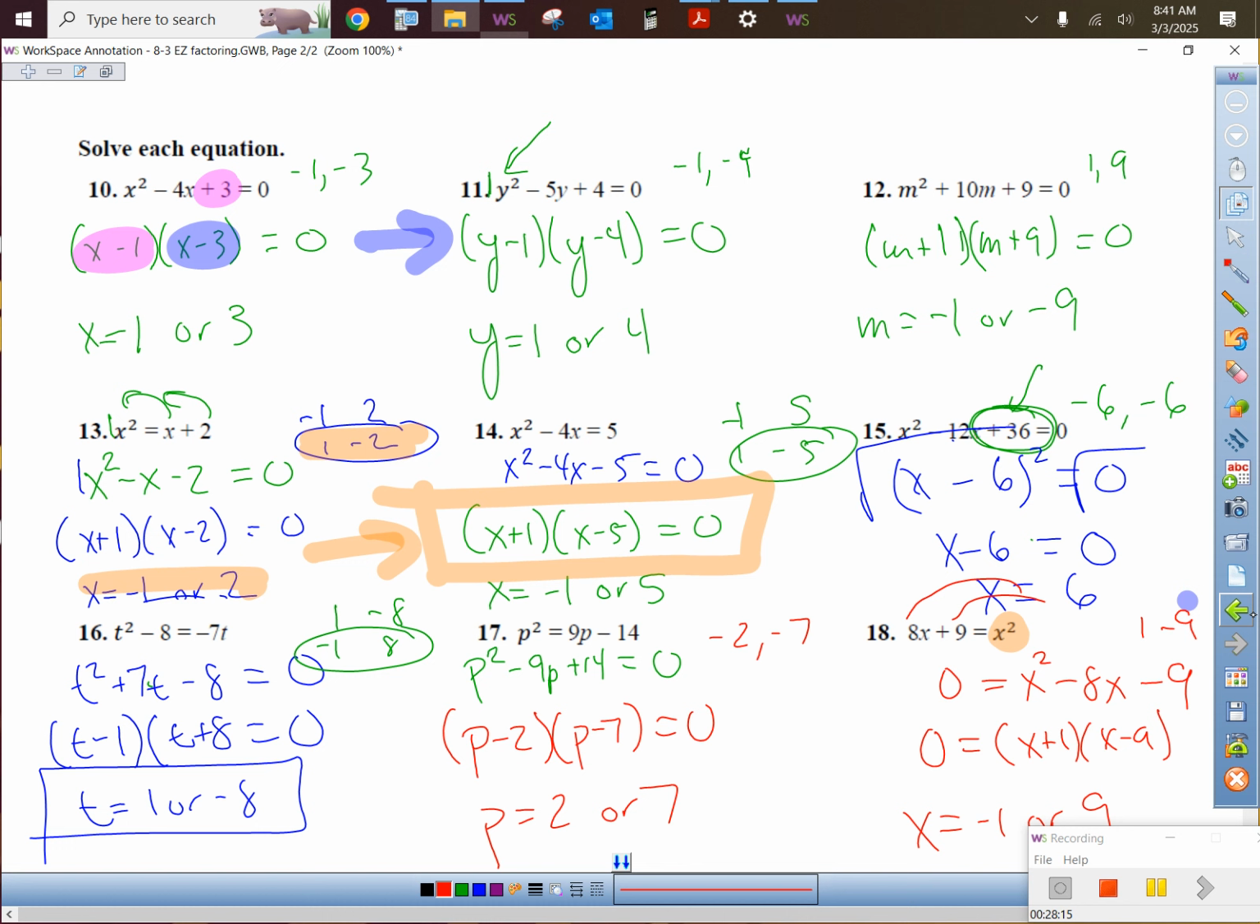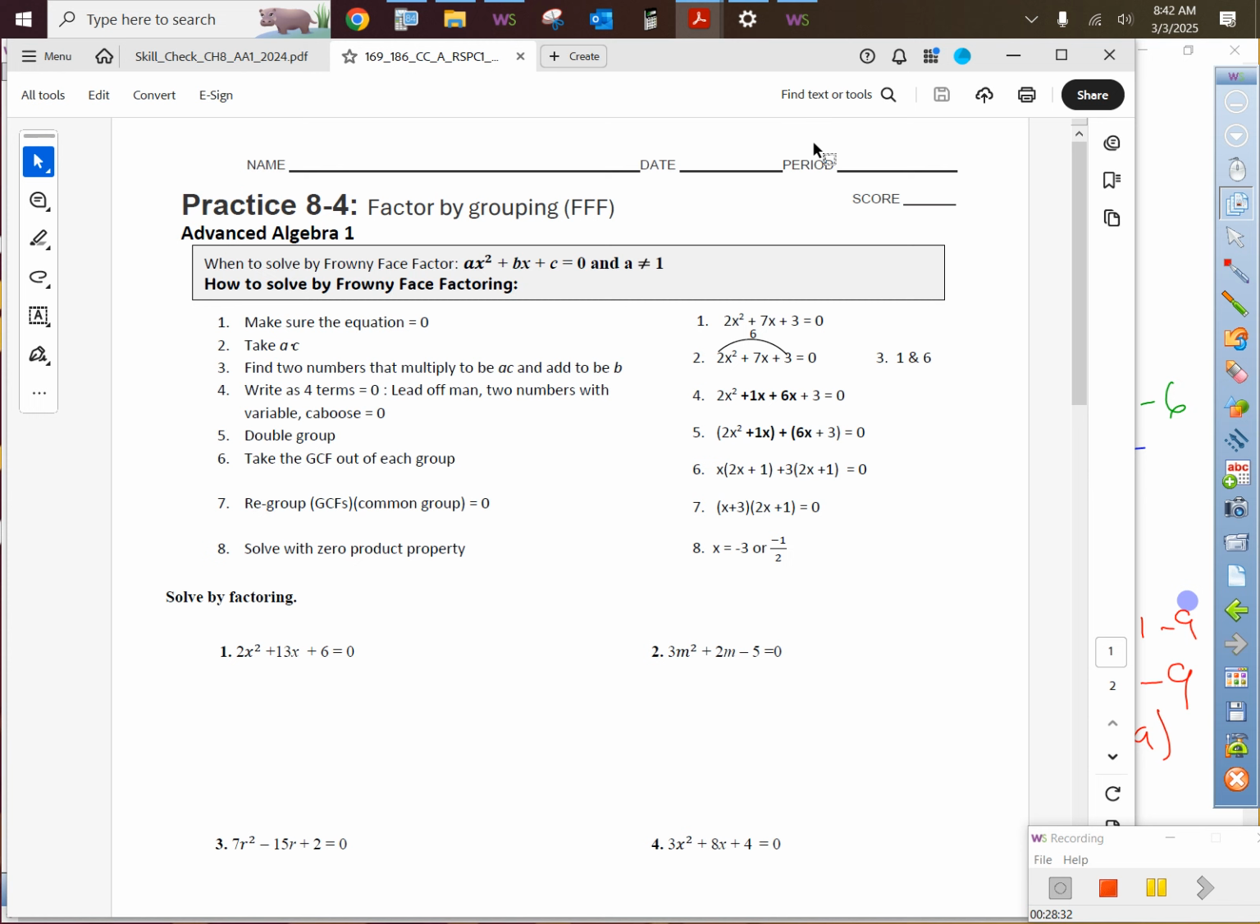Tell me one more time. How do you know when to easy factor? When the a value is what? 1. If I bring that worksheet back up, the a values are not 1. The GCF cannot happen. It's not a perfect square trinomial. Boo that. Not hard. It's just tedious.